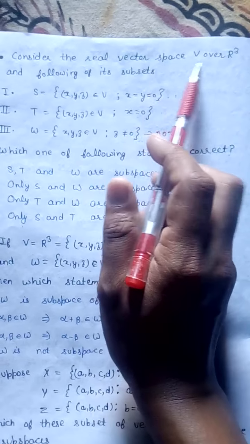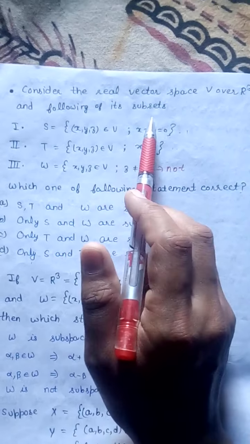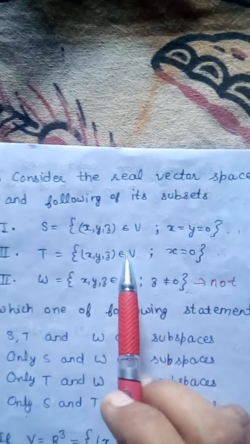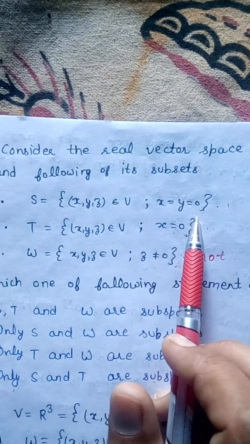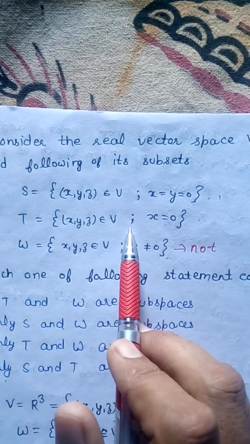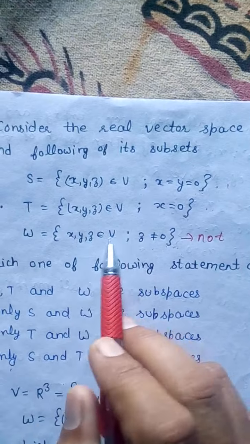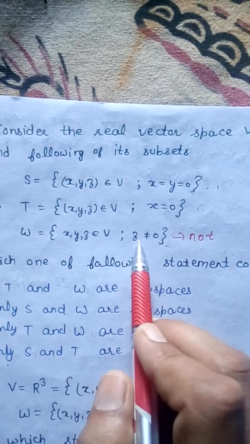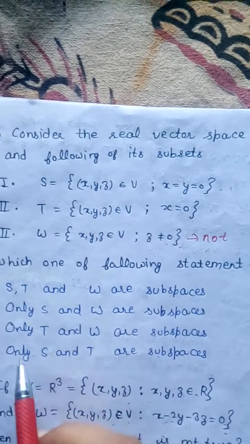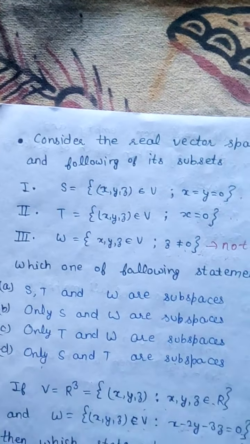Consider the real vector space V over R cube and the following subsets. S equal to {(x, y, z) belongs to V : x equal to y equal to 0}. T equal to {(x, y, z) belongs to V : x equal to 0}. These are subspaces, but z is non-zero, so it will not be a subspace. So option D is the correct one.